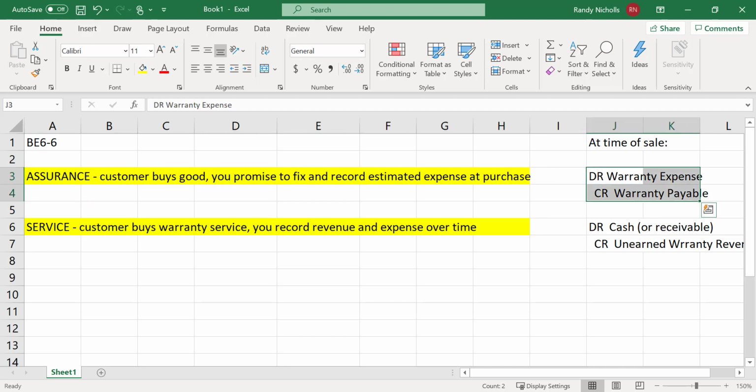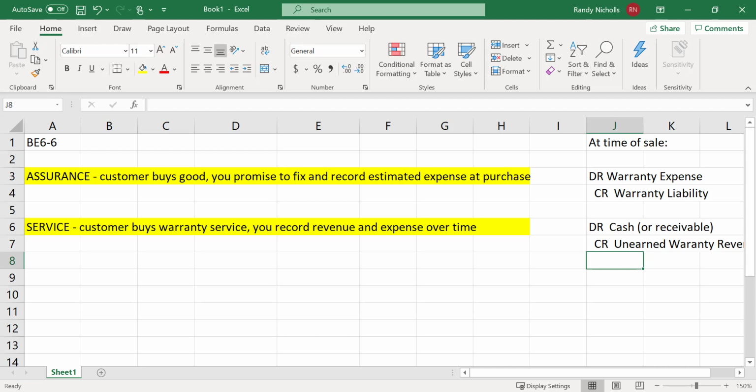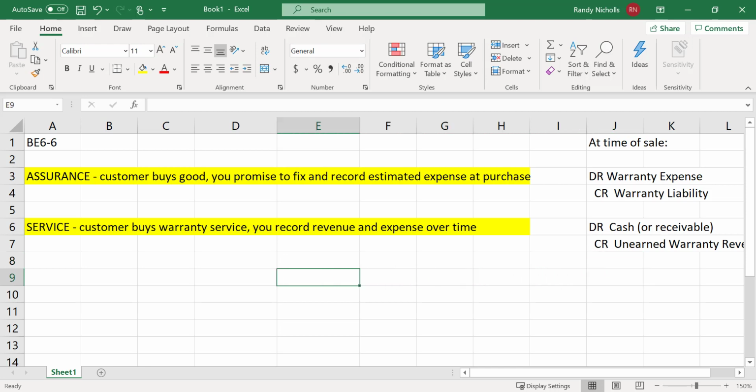I want to record my estimated expense at the time of the purchase, and I'm going to record a corresponding liability. So I use the term payable, and I'd be fine with payable on an exam, but to be consistent with the text, they use the term liability. And then as I incur costs, I'll bring the liability down. The service type, I'm going to actually record the cash that they pay me for the warranty, but at the time of selling it, I'm going to record it to unearned warranty revenue, and I will earn that warranty revenue over time. Sorry, spelling is hard. As I provide the warranty.